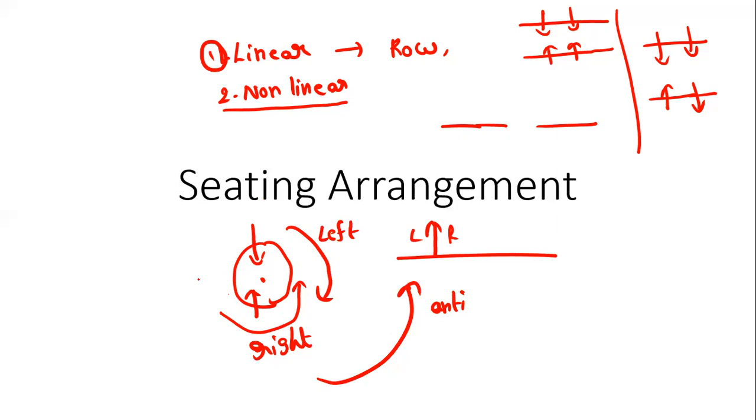So remember this simple point. If you are solving any circular seating arrangement, and you want to check the right side of a person, right is nothing but anti-clockwise, left is nothing but clockwise. Because now it is only two people in the question.